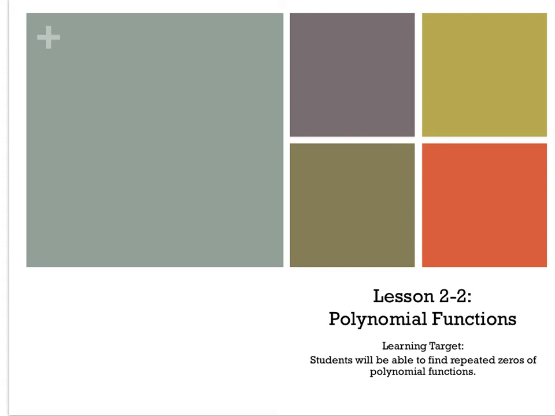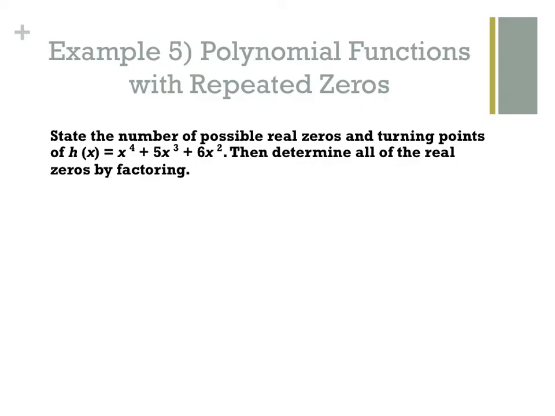Hi everyone, this is lesson 2-2, polynomial functions. Our learning target is going to be for students to be able to find repeated zeros of polynomial functions. In example 5, we're going to talk about polynomial functions with repeated zeros.